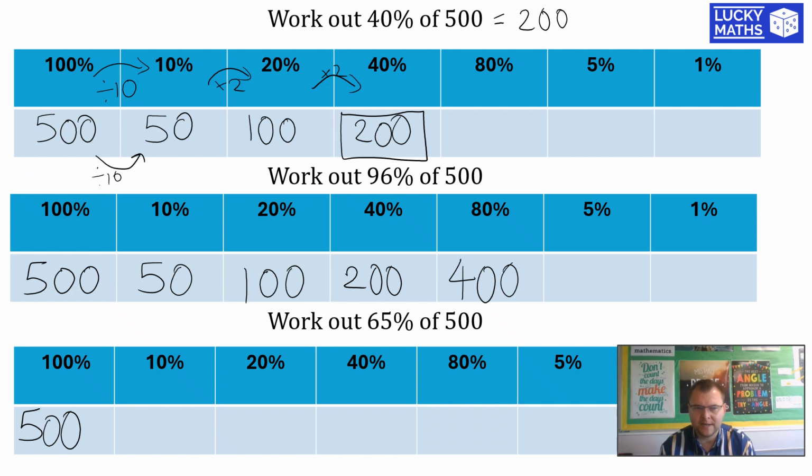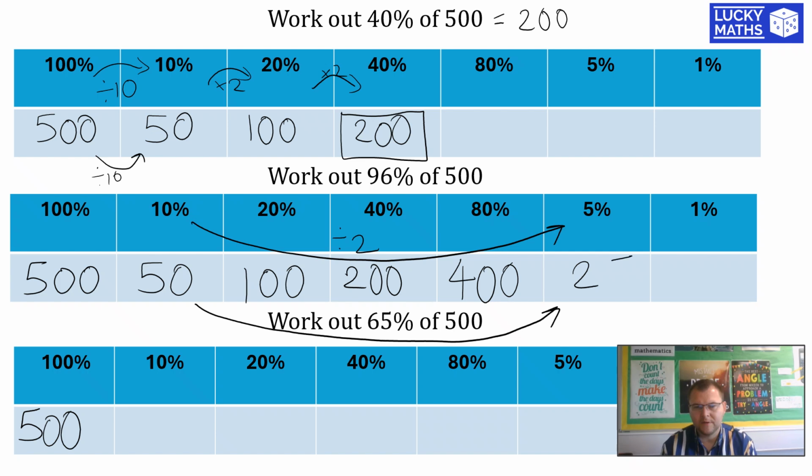We're actually going to take our 10% value here to get 5%. And how we're going to do that is we're going to half 10%. So that means 50, half of 50 is 25. So 5% of 500 will be 25.